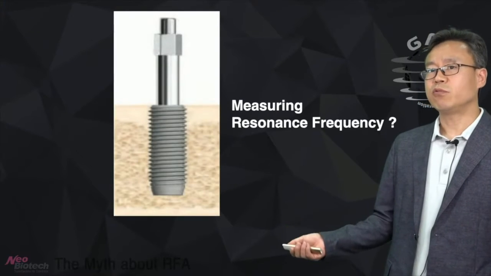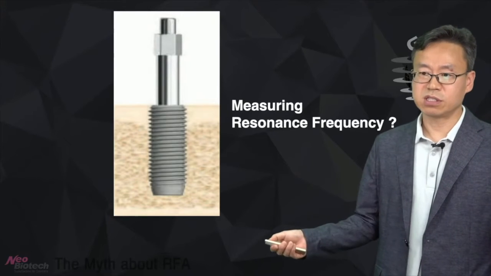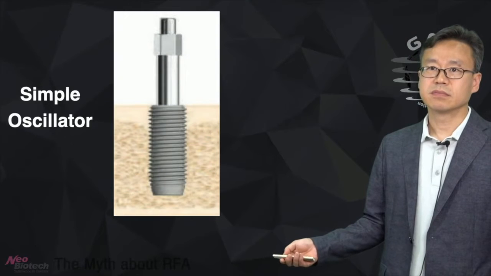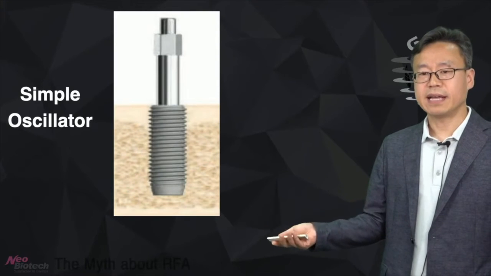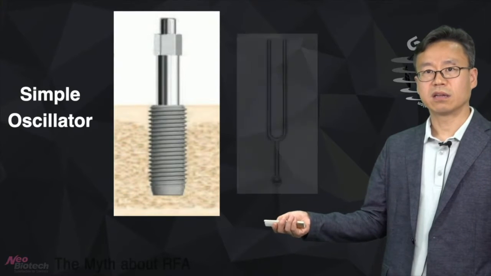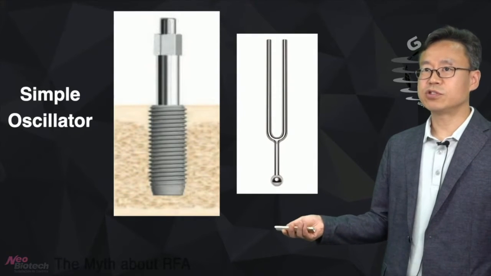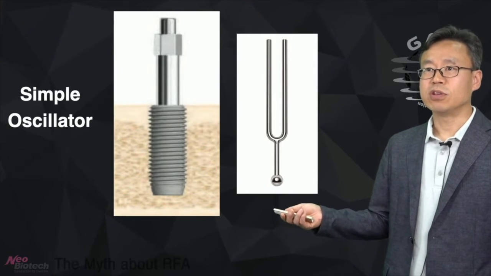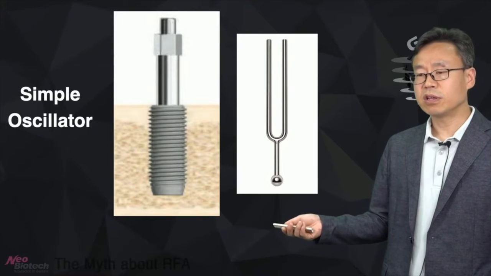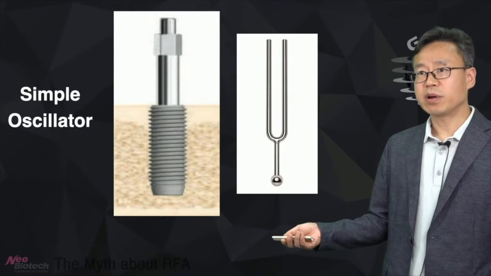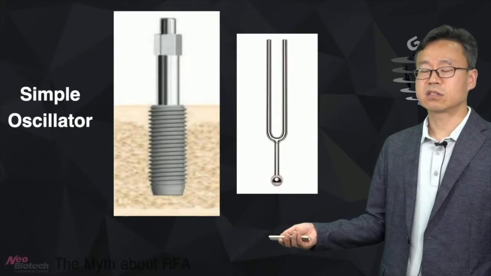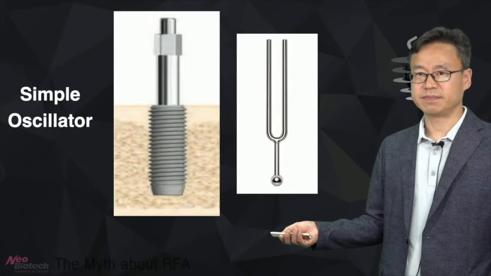What does that mean when we say we measure resonance frequency? We can think of an implant as a simple oscillator, like a tuning fork. A tuning fork gives you sound with a unique pitch by resonance phenomenon. When we hit the tuning fork, it starts vibrating or oscillating with a unique frequency. It's called the resonance frequency.